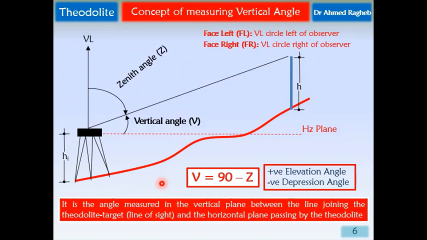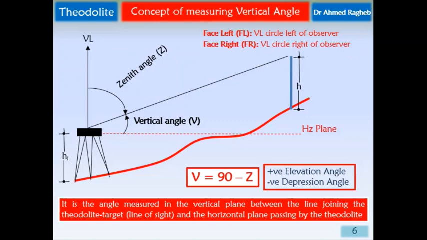To understand more the idea about the vertical angle, and to see how the theodolite really measures the vertical circle readings and obtains the vertical angle, let's first introduce two faces of the theodolite. نتعرف على وضعين للجهاز. Face left وضع متيسر, face right وضع متيمن. Face left, if the vertical circle is to the left of the observer. لو الدايرة الرأسية على شمالي يبقى أنا في وضع متيسر. Face right, vertical circle on my right. لو الدايرة الرأسية على يميني يبقى أنا في وضع متيمن.